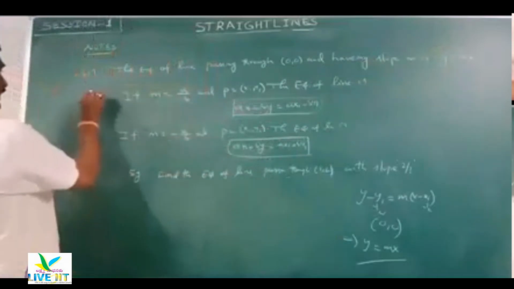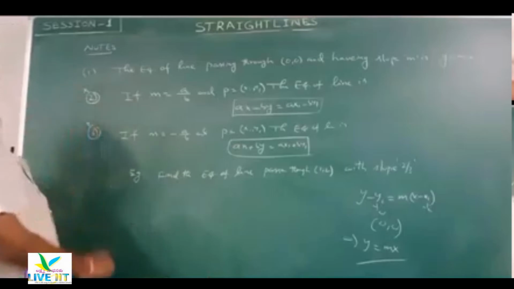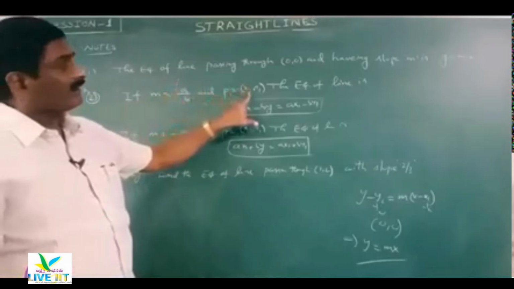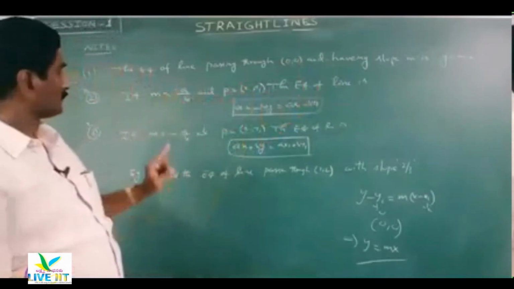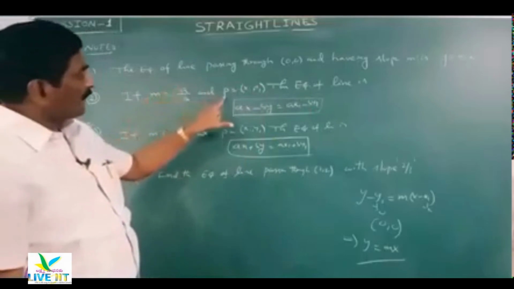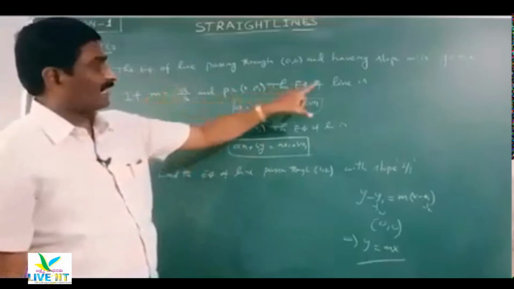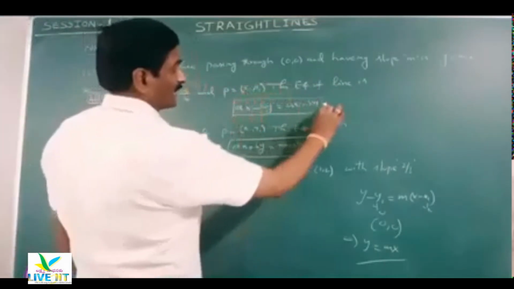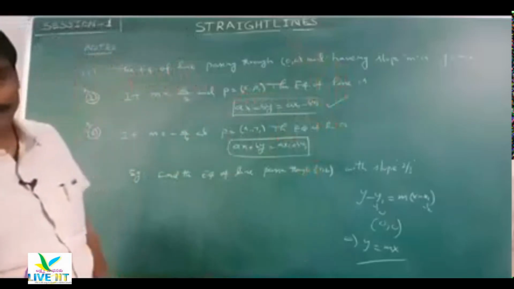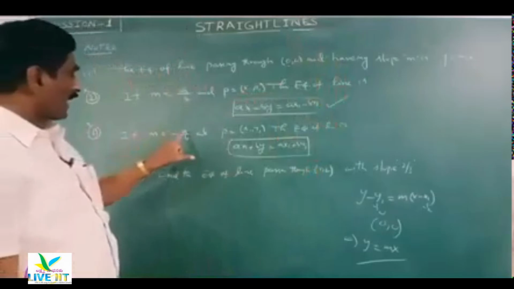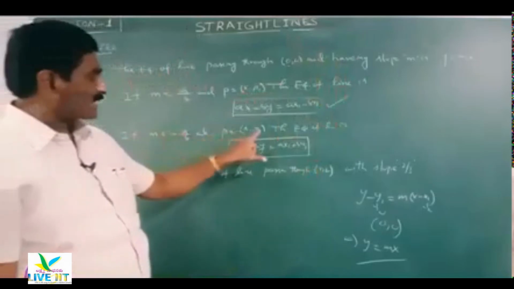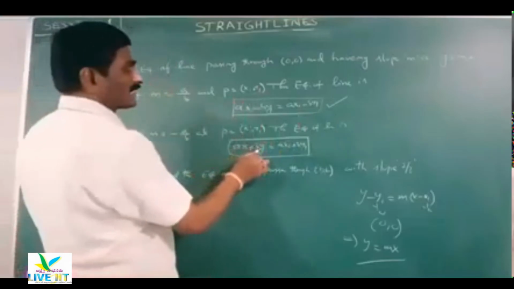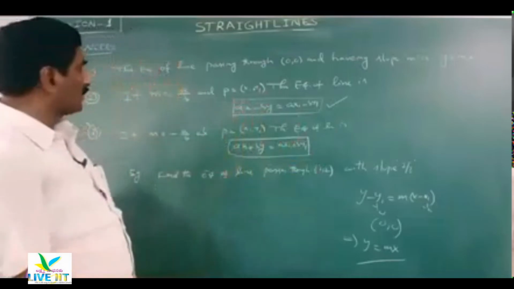Next, a shortcut formula. Please note this value. If m is equal to a by b, the slope is a by b, and point P is (x1, y1), then the equation of the line is ax minus by is equal to ax1 minus by1. It is a direct formula to find the equation of the line in a single step. Next, if m is equal to minus a by b and P is (x1, y1), then the equation of the line is ax plus by is equal to ax1 plus by1. Please observe this value.